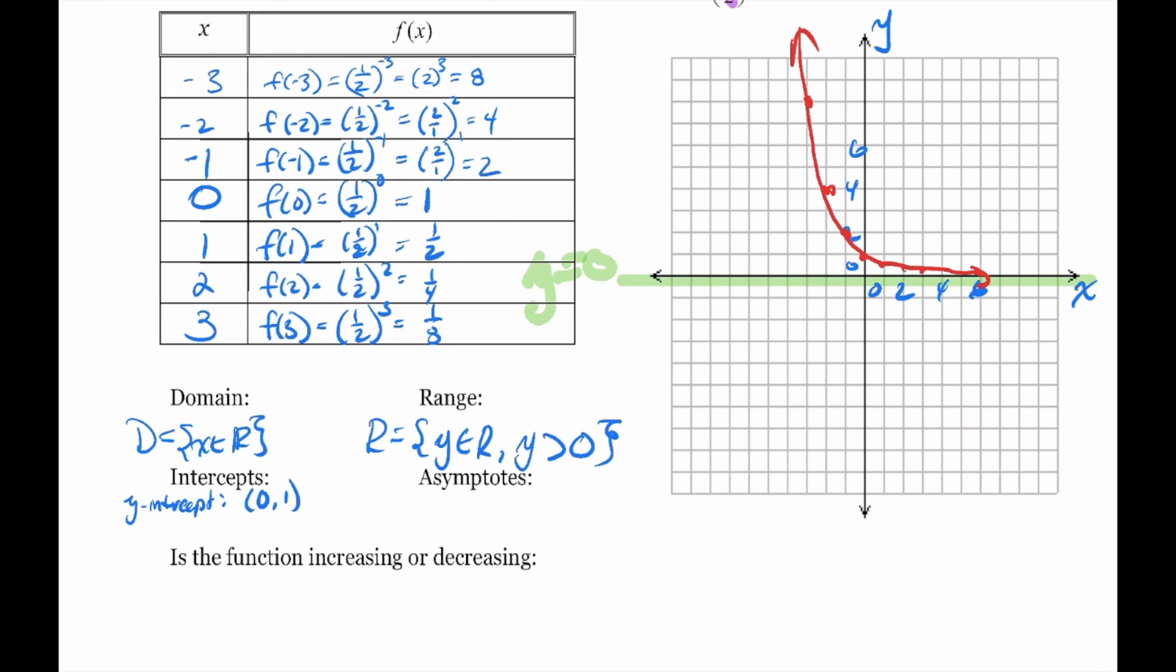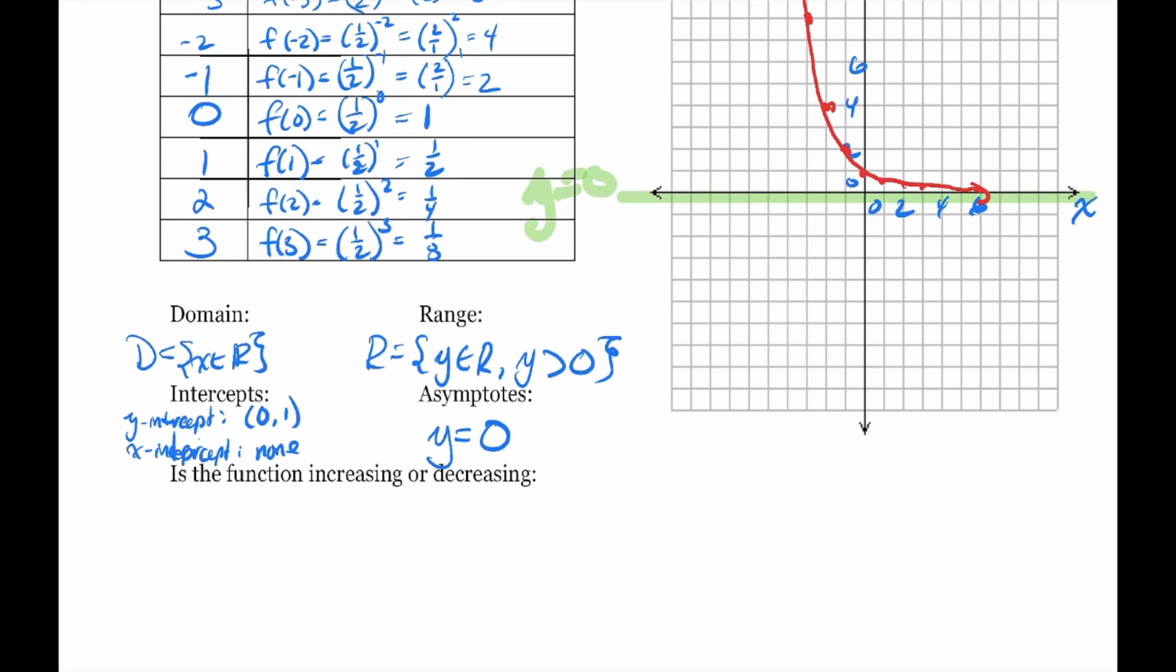The base, the parent, is going to be (0, 1). And likewise, the x-intercept, that's going to be none, since we could never get the answer. In our asymptote, we still have one horizontal asymptote of y is equal to 0. So in this case, this function is actually decreasing.